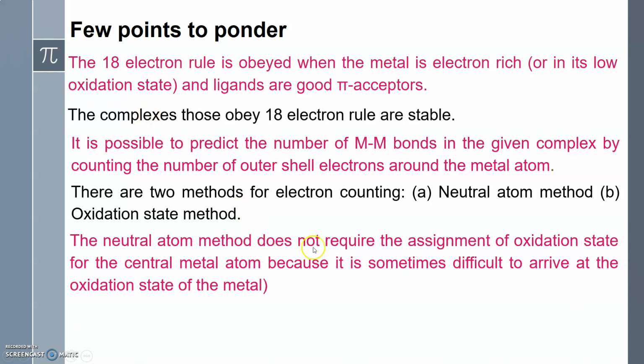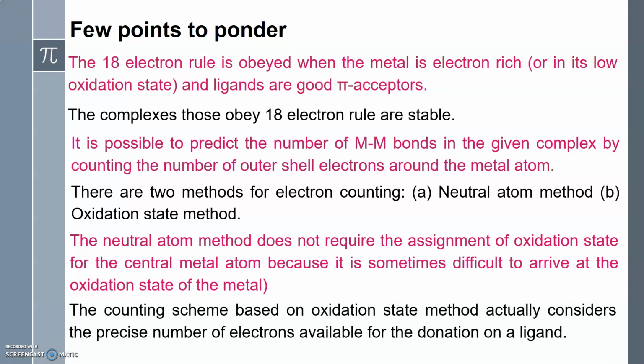The neutral atom method does not require the assignment of the oxidation state for the central metal atom. We do not have to find out the oxidation state of the metal when we follow the neutral atom method, because it is sometimes difficult to arrive at the oxidation state of the metal. We will find this when we are working out the problems more.